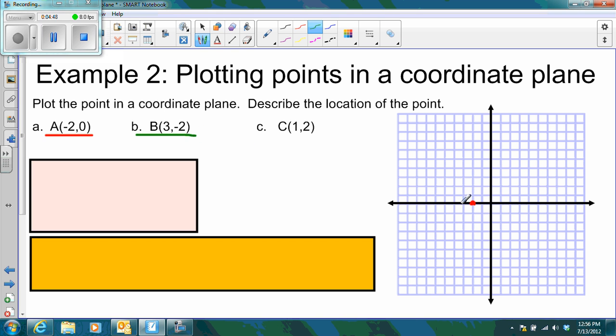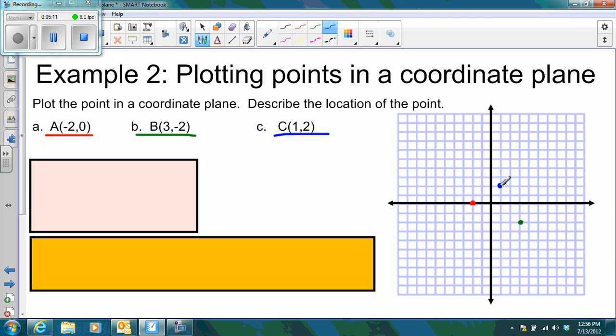B, we're going to have to move 3 to the right because it's positive. 1, 2, 3, then down 2 because it's -2. 1, 2. And then C is going to be to the right 1 and up 2.